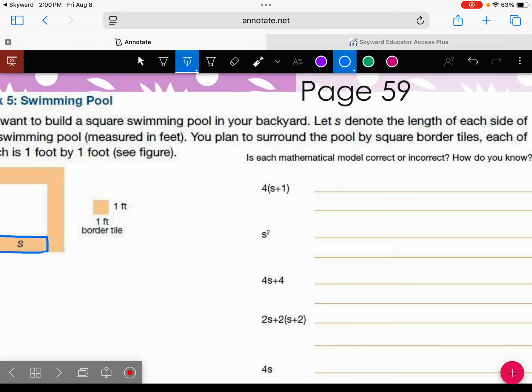They go down. See what we can come up with, working with our sides and our ones. This is 4 times, so is it S plus 1, S plus 1, S plus 1, S plus 1? So S plus 1.